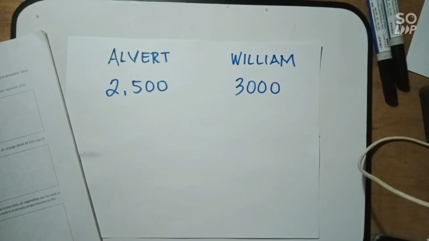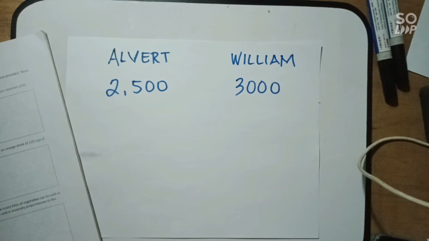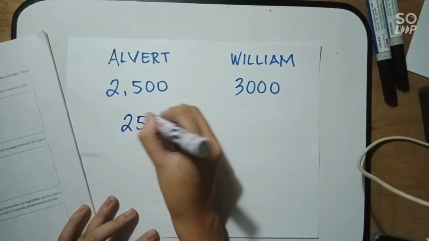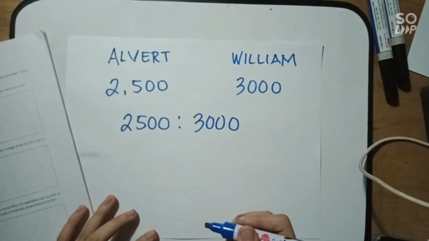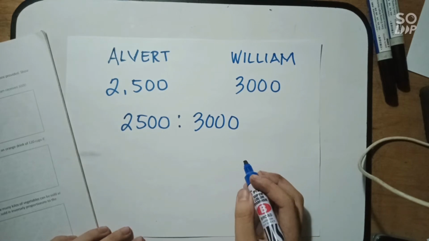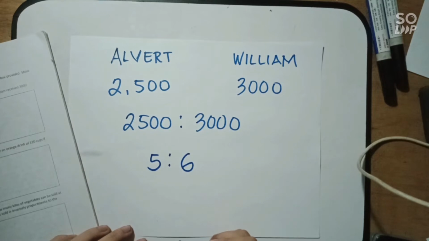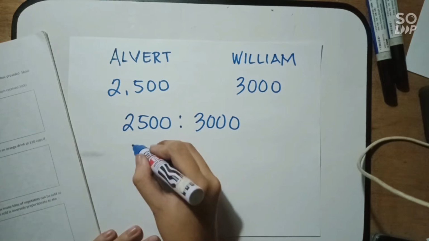In here, we can represent it as a ratio. The votes of Albert to William is 2,500 is to 3,000. We can also express this ratio by reducing it to lowest terms, which will become 5:6. Therefore, the ratio of Albert's votes against William's is 5:6.